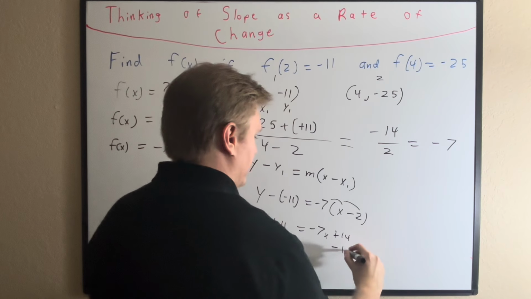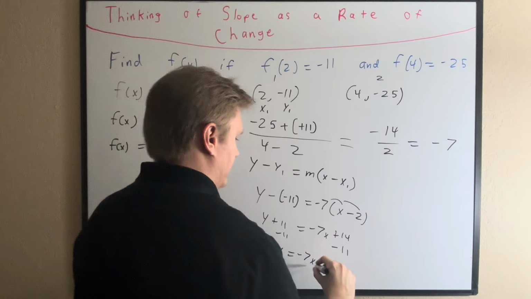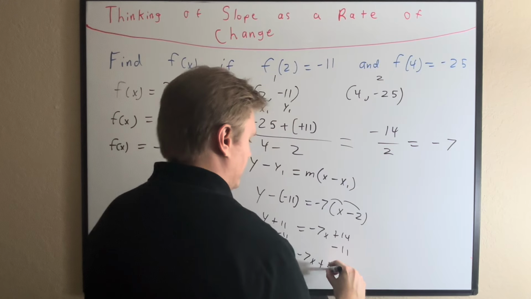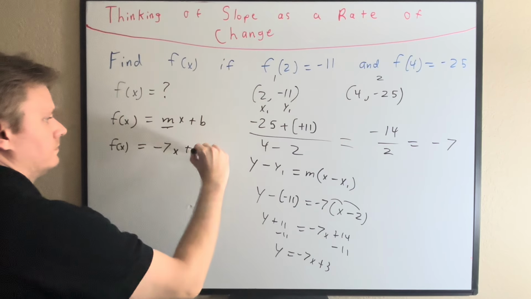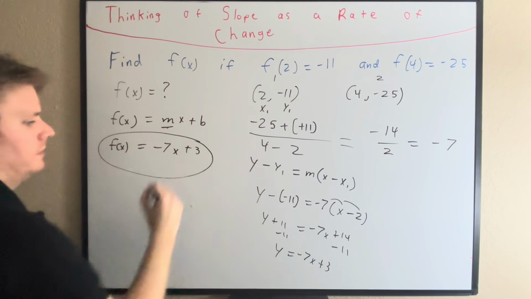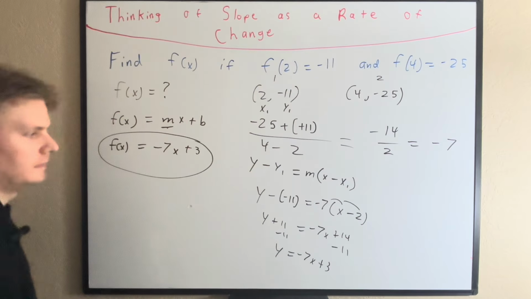Subtract 11 from both sides. And what do we get? Negative 7x plus 3. And there's our answer.